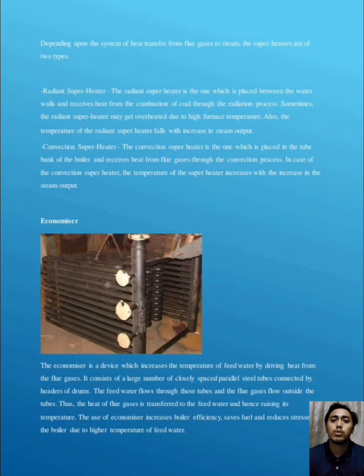Next one is the economizer. The economizer is a device which increases the temperature of feed water by deriving heat from the flue gas. It consists of a large number of closely spaced parallel steel tubes connected by headers or drums. The feed water flows through these tubes and the flue gas flows outside the tubes. Thus, the heat of flue gas is transferred to the feed water and hence raises its temperature.